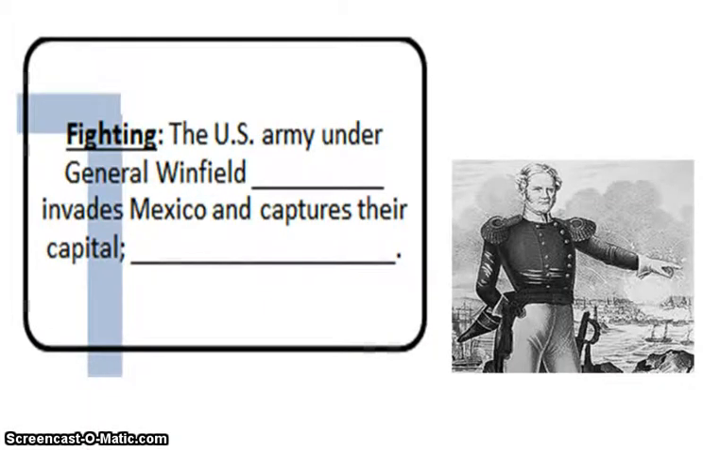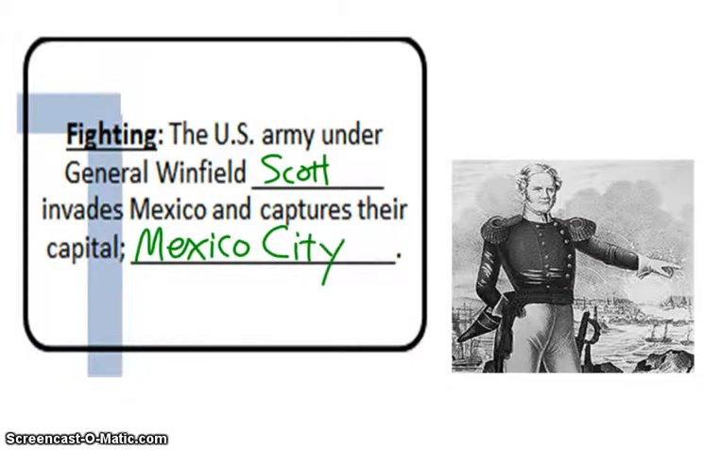Once the fighting starts, the United States puts its forces under the command of General Winfield Scott. He was our number one commander, and he decides that the best thing to do is just to invade Mexico and go after their capital city. So after a few battles, General Scott enters Mexico City and takes over the capital with a big, dramatic victory.